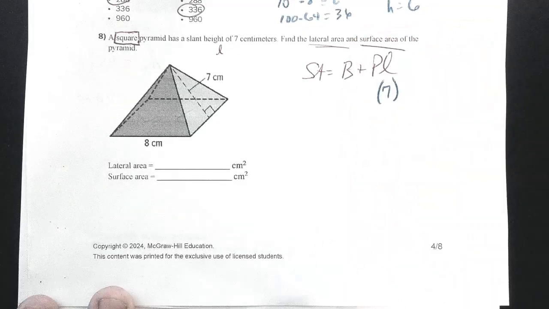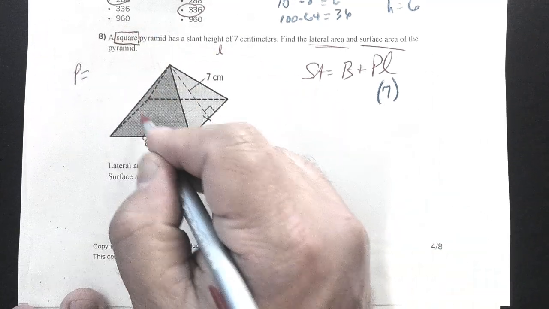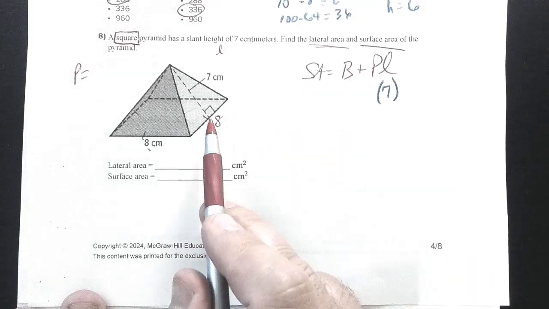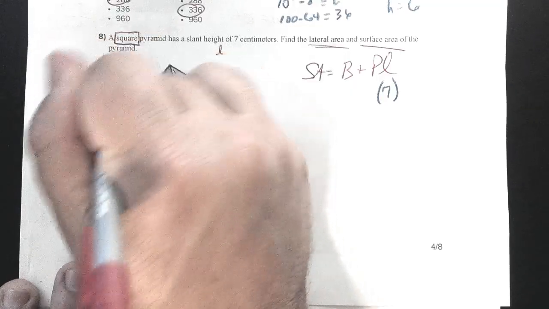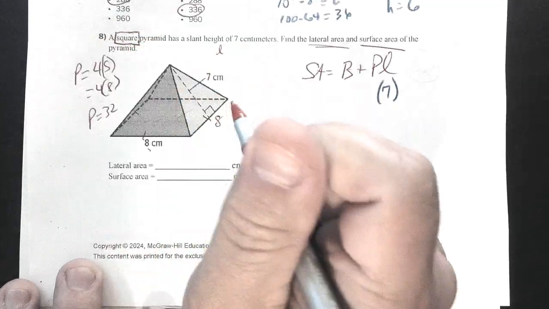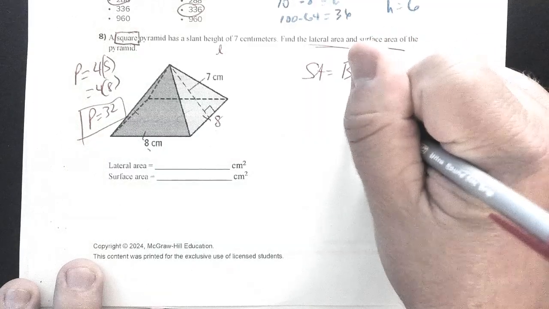Now, this is a square. The perimeter, because remember, a square is all 4 sides are equal. So this is 8, 8, 8, 8. Perimeter is 4 times the side, which is 4 times 8. So the perimeter is 32. We can plug in 32. We're going to write plus.